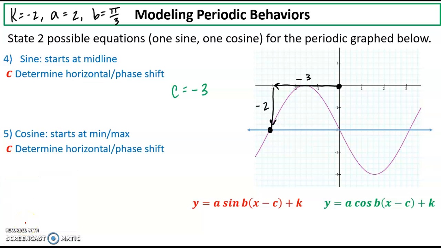Now for cosine, cosine starts at my max and my min. So when I look at my cosine, how have I moved? Remember, this was from 0, 1. I've moved to the left 1.5. So what's my C value if I'm writing my cosine function? I've moved to the left 1.5.